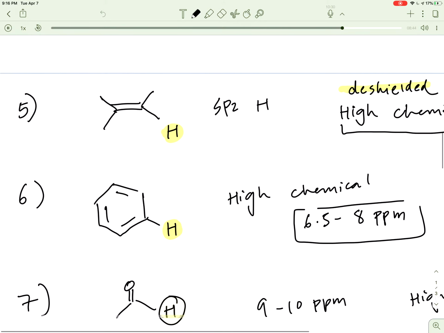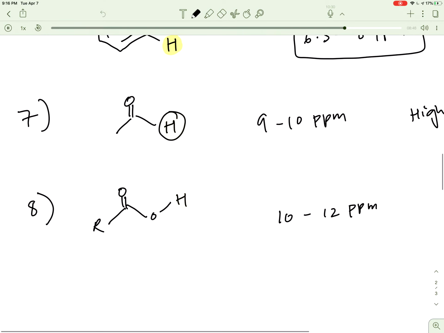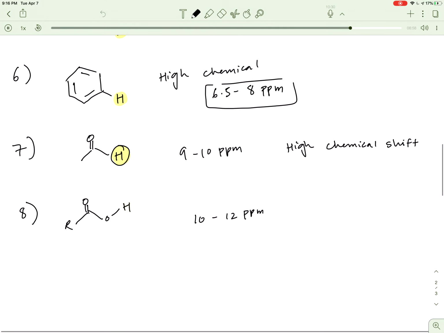Alright, so the last 2 examples I want to cover are these 2. When I have a hydrogen on a double bond, but this one is on a carbonyl, which is just a carbon that is double bonded to an oxygen, it's going to be a really high chemical shift. It's somewhere between 9 and 10 ppm. So really high chemical shift.